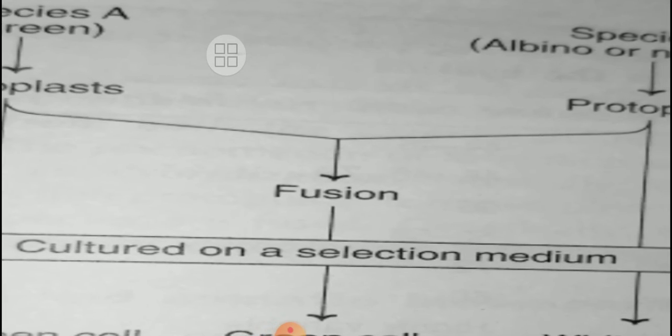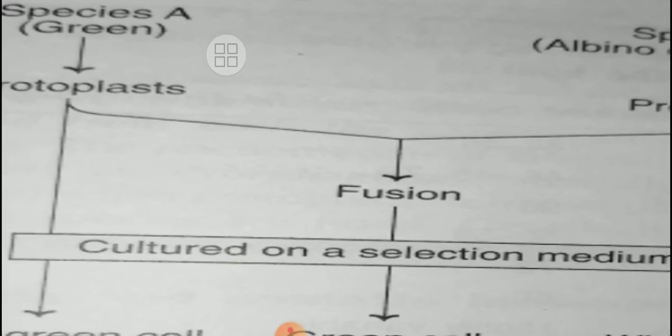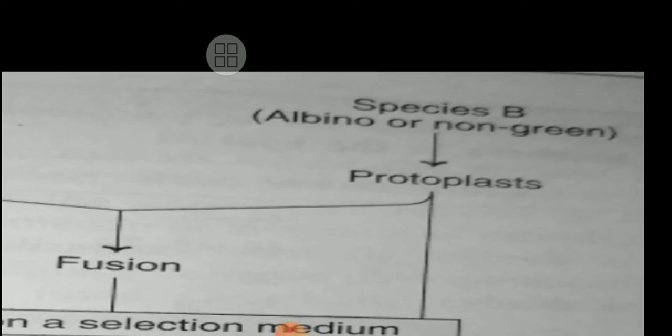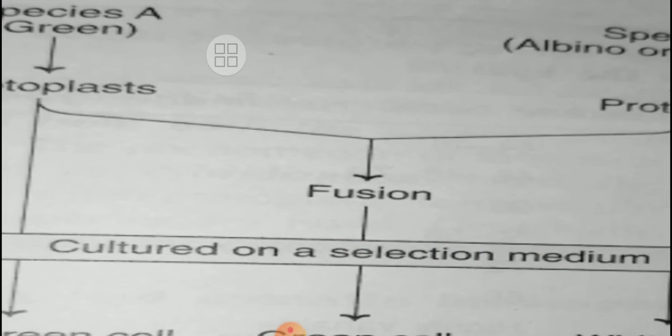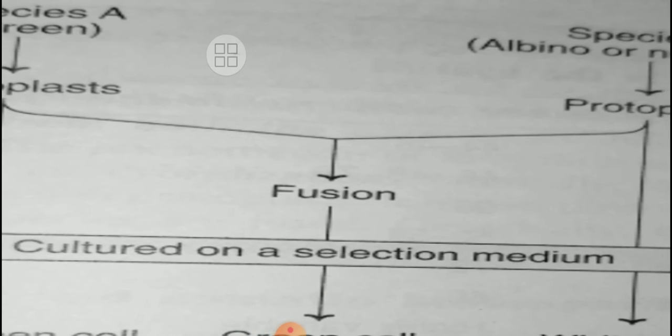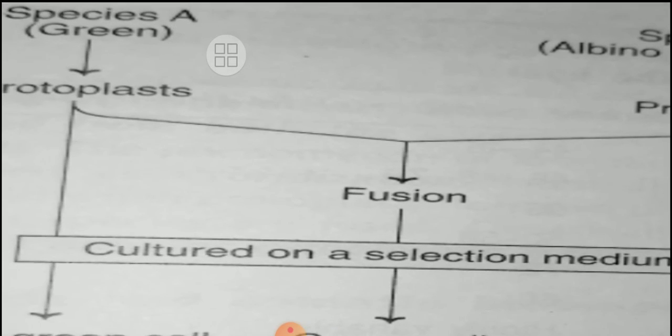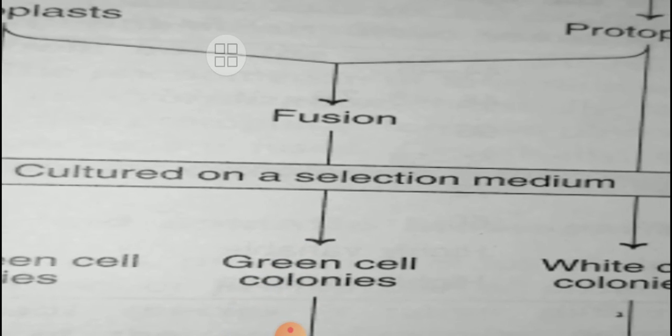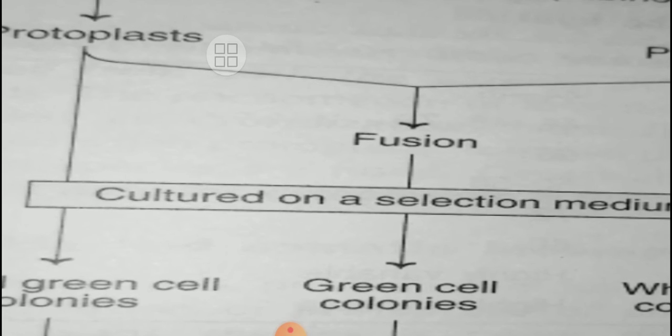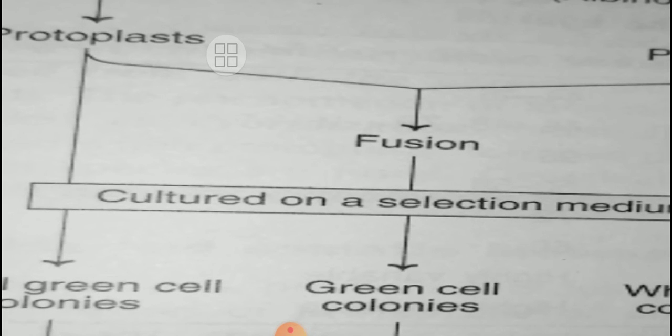Here we have species A, which is green, and species B, albino or non-green. From species A we have isolated protoplast, and from species B we have isolated protoplast. Now the protoplasts isolated from these two different varieties of plant are fused, the green and the albino. Fusion takes place. Now it is cultured on the selection medium. Now we have to find the hybrid cells. Once the fusion takes place, we culture on the selection medium.